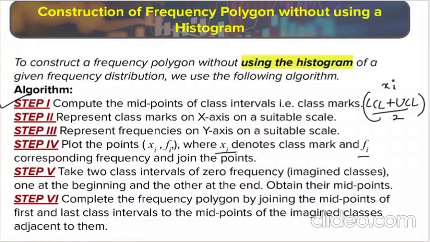ठीक है, next plot the points xi and fi. xi means the marks, fi means the frequency. ठीक है, now what will you do? Take two class intervals of zero frequency, जिनकी frequency नहीं है. Alright, like we did in the starting one, origin से पीछे, and then complete the histogram.